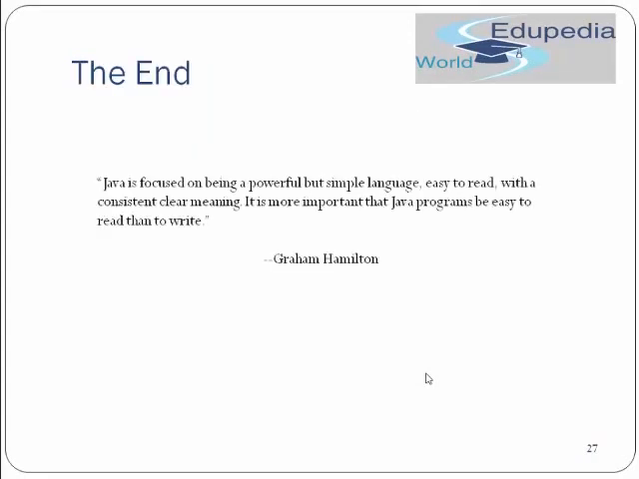Okay guys, I would like to end by saying that Java is focused on being a powerful but simple language which is easy to read, with a consistent, clear meaning. It is more important for Java programs to be easy to read than to write. It's really important to be able to read a Java program very easily because Java programs usually are big applications maintained by a huge number of programmers, and each and every programmer should be able to understand your code very easily. So that's the intent.